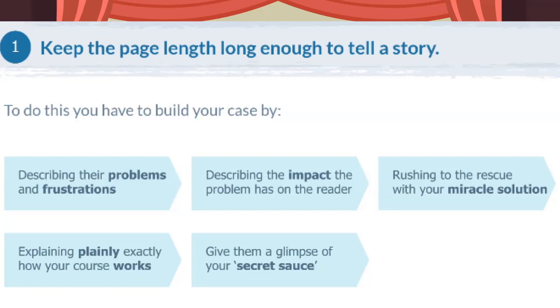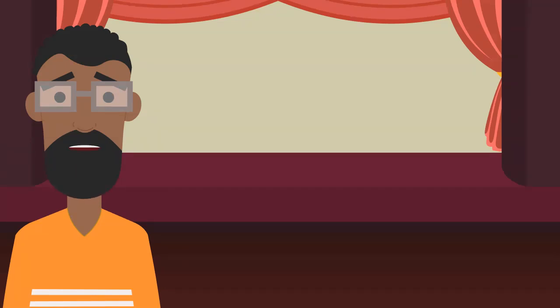Then rush to the rescue with your miracle solution, which is the solution you're offering inside your training program. You want to take your time here and explain as plainly as you can exactly how your training works, how it is going to help them solve their problem or get to that desired outcome, and then give them a glimpse of your secret sauce. That special ingredient that makes your training different from all the other training courses in your industry and your niche. And this is all the work that you did at the beginning to find your differentiator.